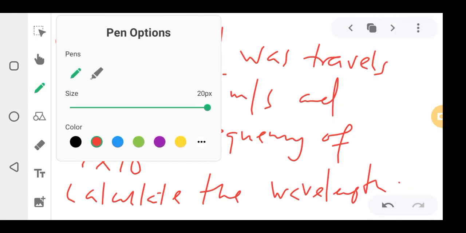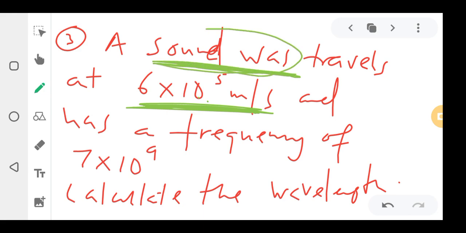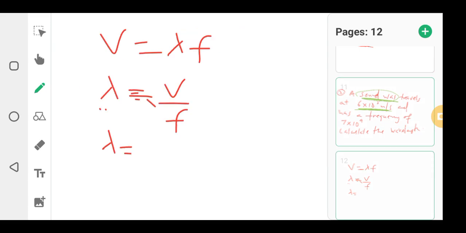Now you look at this. Have you seen this? This one is different because they have given you the speed. So you don't use 3 times 10 to the power 8. Why? Because the speed is already given, you see. And it is a sound wave. Sound wave, the speed is different because sound wave is not part of those 7 waves. I said when it's those 7 waves, that's when you put 3 times 10 to the power 8. But since it's sound wave, you use 6 times 10 to the power 5, since that's the one they've given you.